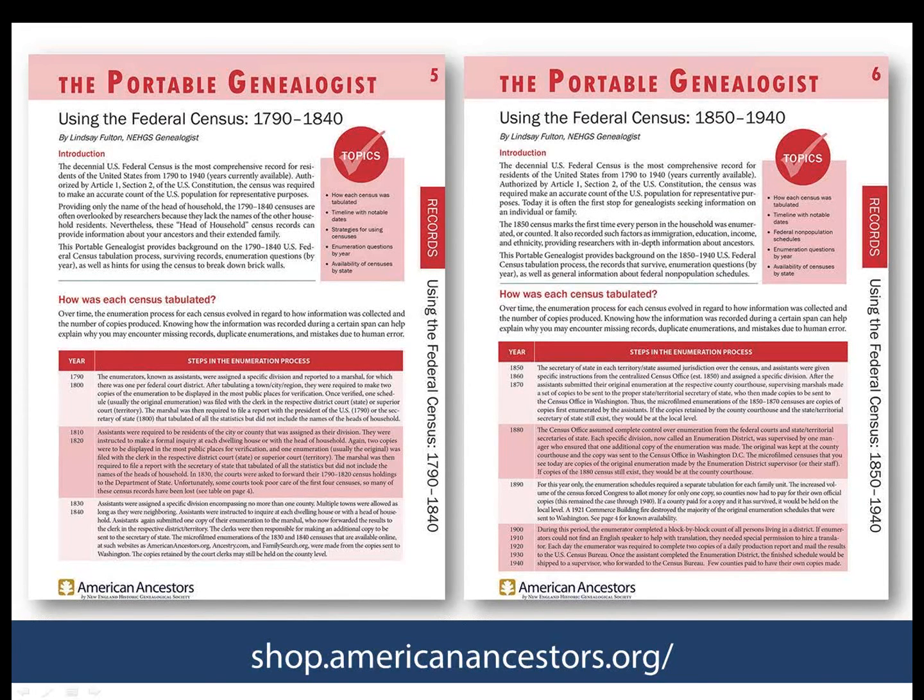And finally, there are a few more tips in my Portable Genealogist about how to search the census, as well as the steps in the enumeration process. I didn't go over all of them. I just highlighted two of the steps in the enumeration process as far as how many copies were made. So you can go to the American Ancestors website and get that if you would like to.